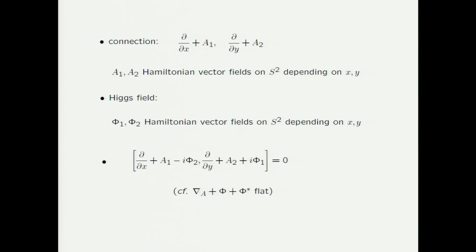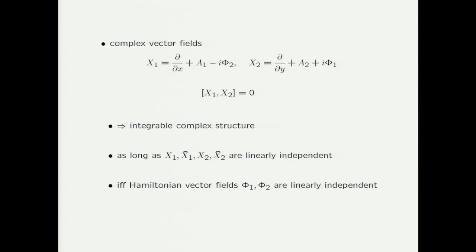If you put these together, this is just a local expression, then you'll see that the analog of the equation which says that this is a flat connection is this. What we have here is a complex vector field and another complex vector field, and they commute under the Lie bracket. So what does that mean? Well, that means we've got a complex structure. We're on a four-dimensional manifold. We've got two complex vector fields. They commute, so the span of x1 and x2 is a two-dimensional subspace of the complexified tangent bundle, and this is the Newlander-Nirenberg condition for integrability of the complex structure.